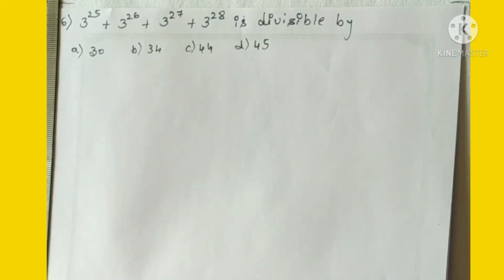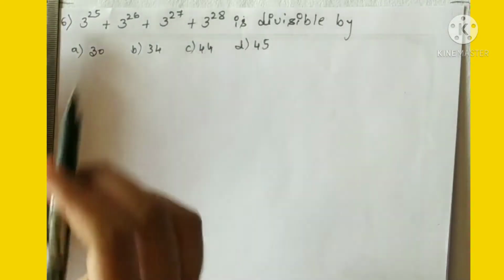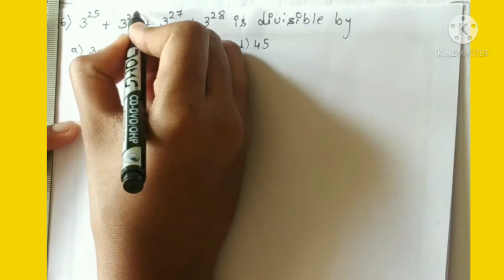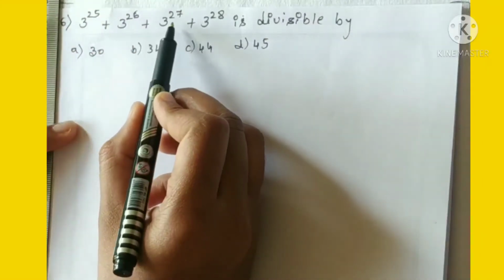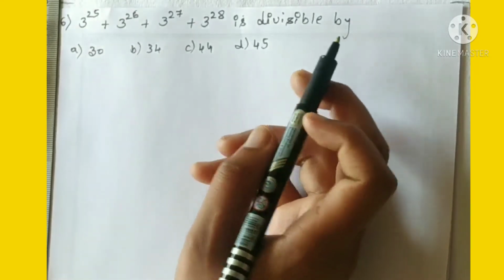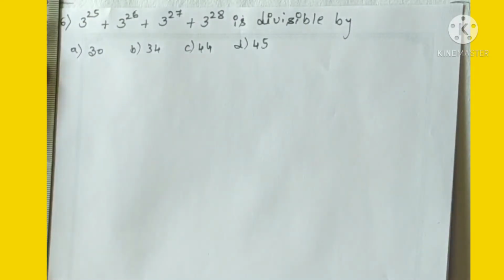Next question is question number 6. 3 to the power of 25 plus 3 to the power of 26 plus 3 to the power of 27 plus 3 to the power of 28 is divisible by. This question is also similar to the above one.